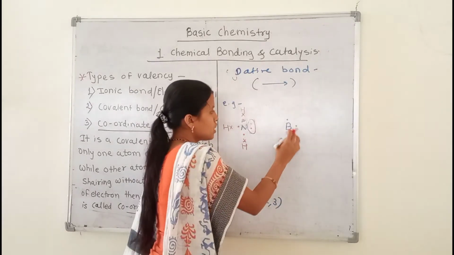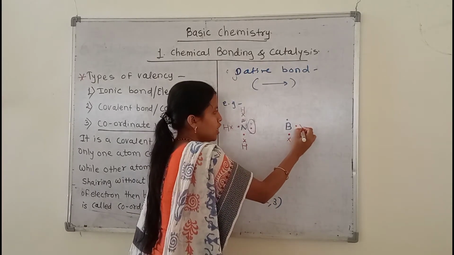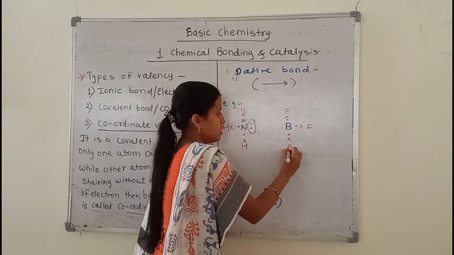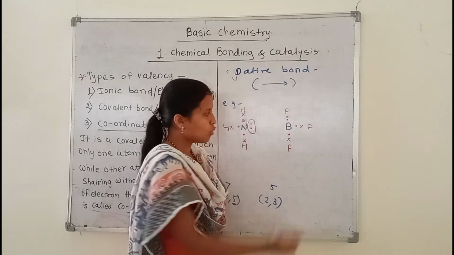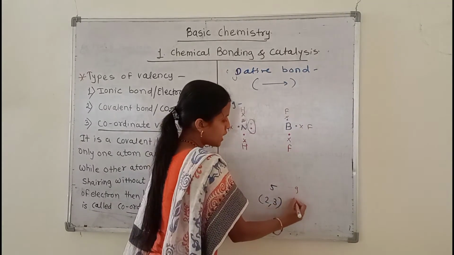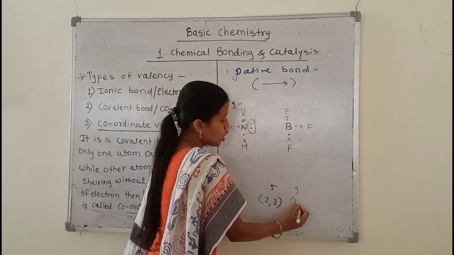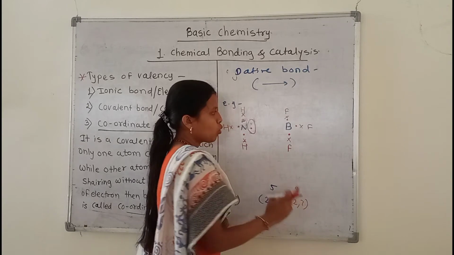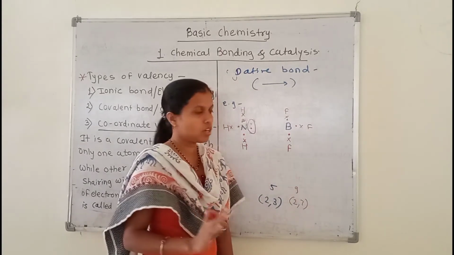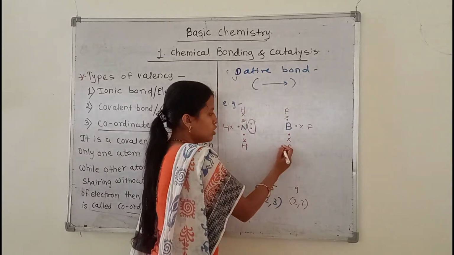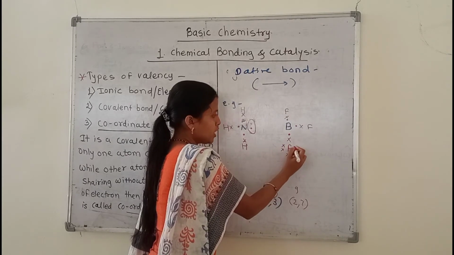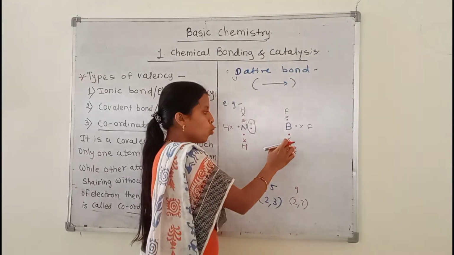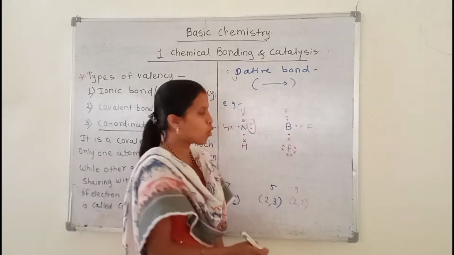Okay, so these 3 electrons can each share 1 electron with the 3 fluorine atoms. The fluorine atom has atomic number 9, so its electronic configuration is 2, 7. This fluorine atom requires 1 more electron to complete its octet. So this fluorine can share 1 electron from its outermost shell containing 7 electrons with 1 electron of the boron atom.